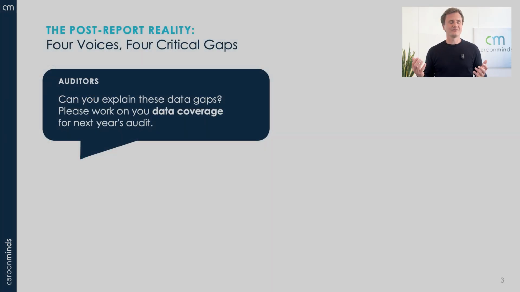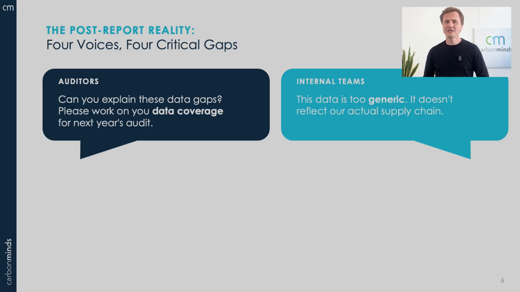You receive questions from quite a lot of different people. So your auditors might ask you, hey, can you explain the data gaps? Please work on your data coverage for the next year's audit. You might have questions from internal stakeholders who say, well, the data that you're using in some parts here, it's so generic that it really doesn't reflect our real world supply chains. How can we make decisions based on this? How can we find reduction options?